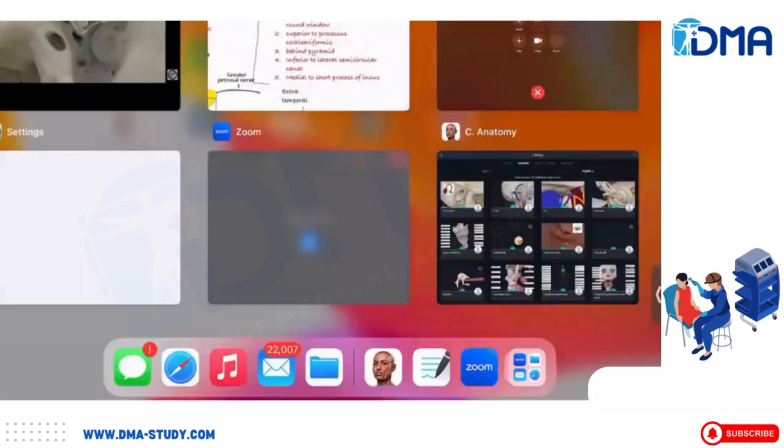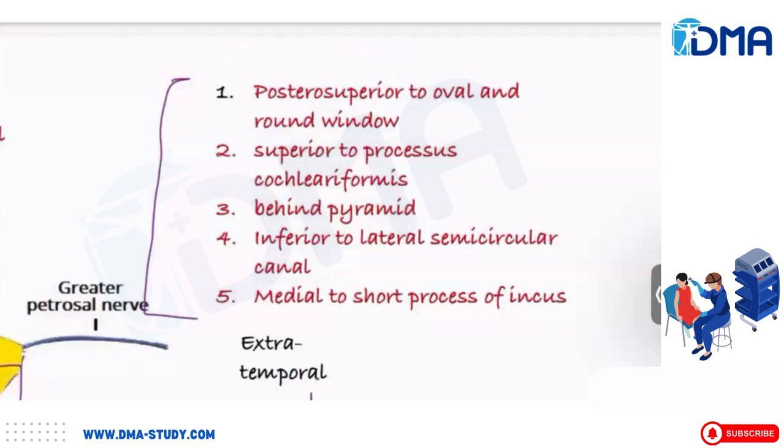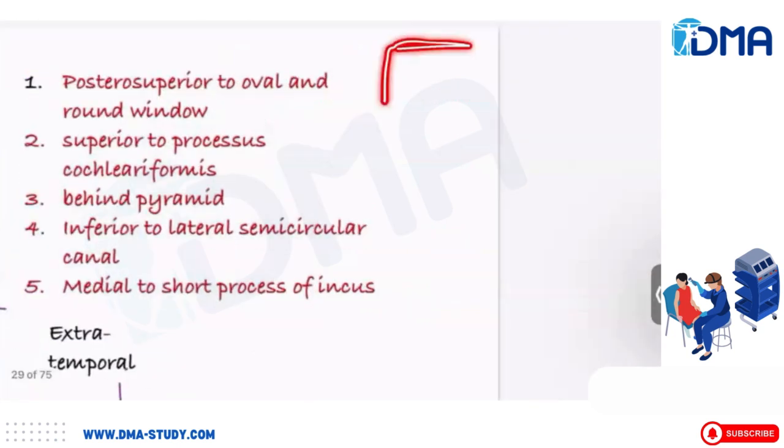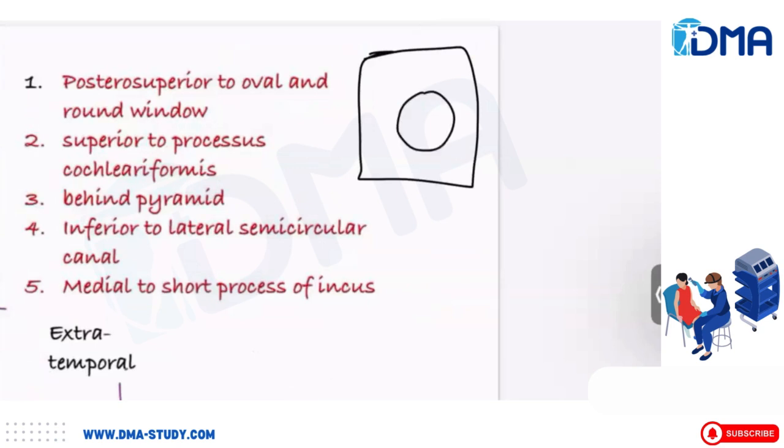So just look at this. We are having the medial wall of the middle ear like this. We'll be having the promontory like this. We're having the oval window and the round window. The facial nerve runs like this. So we're having the processus cochleariformis like this.